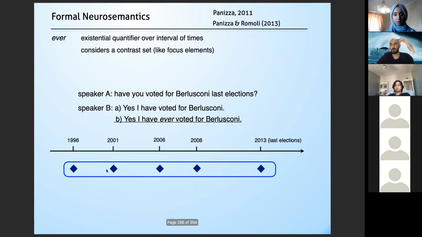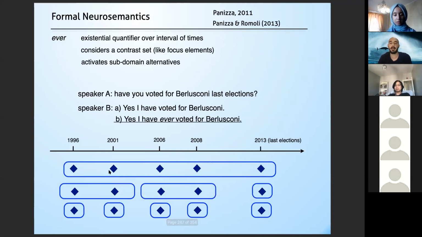And then you do the same trick. So you activate your domain alternatives and you make sure that if these alternatives are not entailed by the original assertion, then they must be false, okay? And now you see the trick.